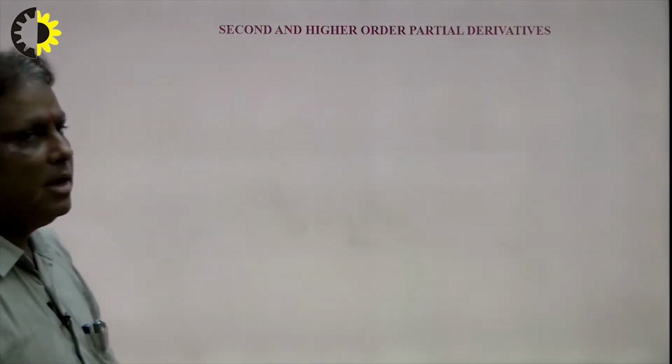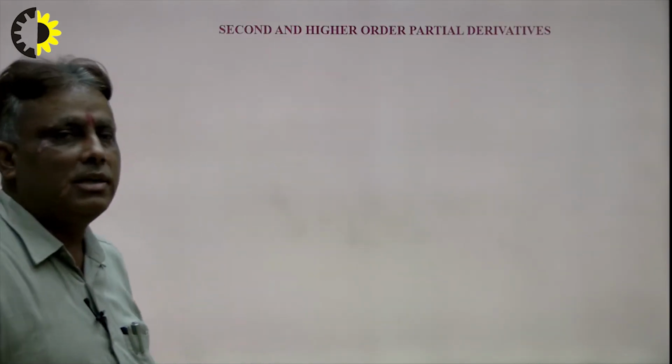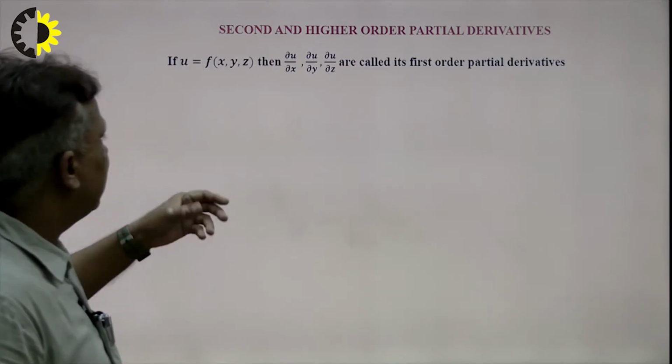So in this way we can find a lot of examples here. Now second order partial derivative, how to calculate the second order partial derivative?